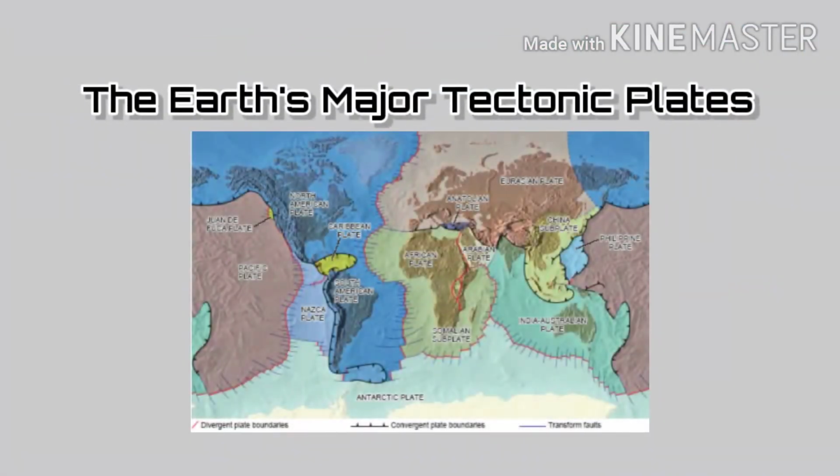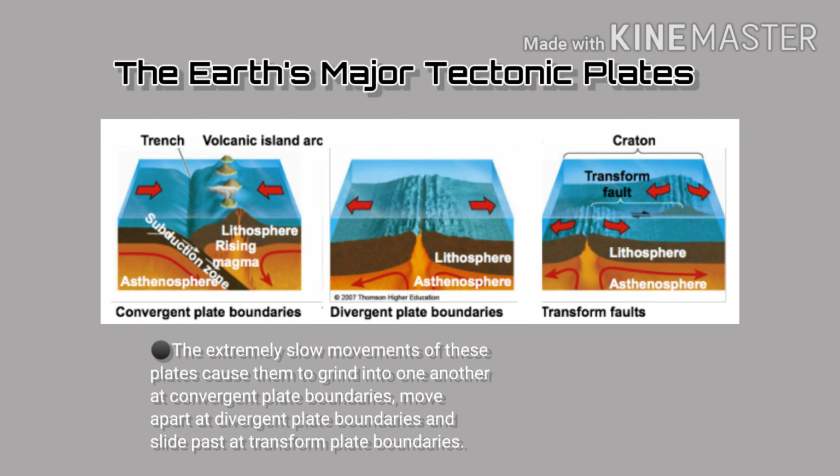The Earth's major tectonic plates. The extremely slow movements of these plates cause them to grind into one another at convergent plate boundaries, move apart at divergent plate boundaries, and slide past each other at transform plate boundaries.